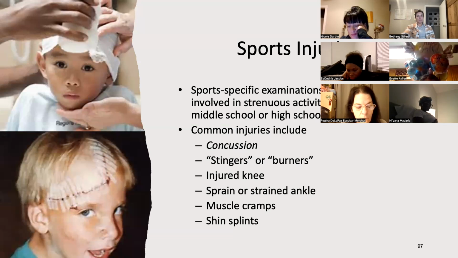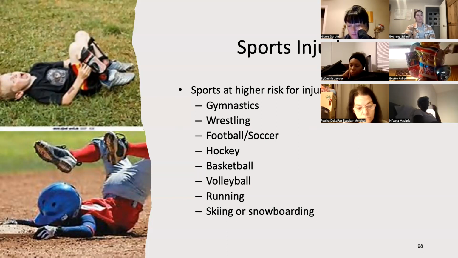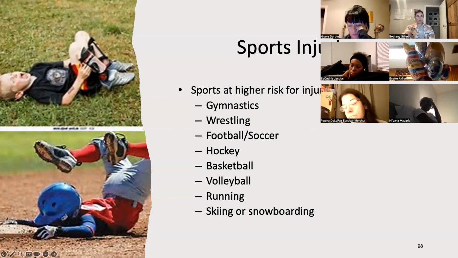We have lots of different sports activities related to strenuous activity involved, especially in our middle school and high school students. We have concussions, stingers, and then strained or sprained muscles, hips, shin splints, all the above. And then we have our sports that are more at risk for injuries, and those are things with lots of risk for falling and twisting, like gymnastics or wrestling. We have our contact sports like football and hockey, basketball, skiing or snowboarding. Again, you're at high risk for falling. So lots of opportunities for injury.